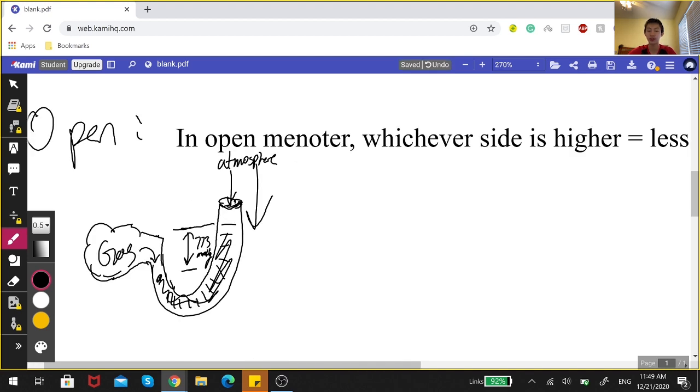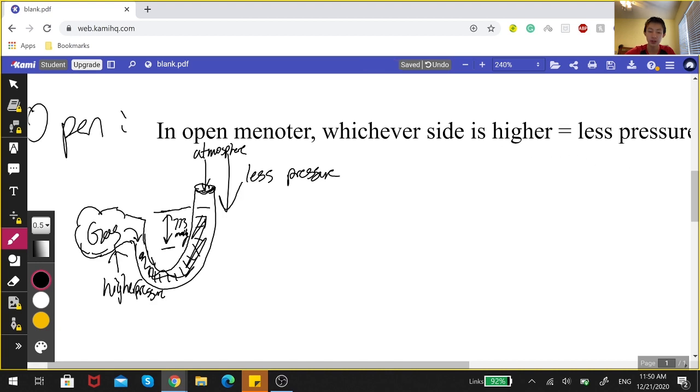Which one has a higher pressure? The side with a higher pressure is going to push down harder and make the mercury go up more on the other side. So since this side is lower than this side, we know that this has a higher pressure. And since this side is being pushed up, as you can see, is taller, this side is going to have less pressure. And again, you can look over here. Whichever side is higher is less pressure. This side is higher, so the atmosphere has less pressure than the gas inside.